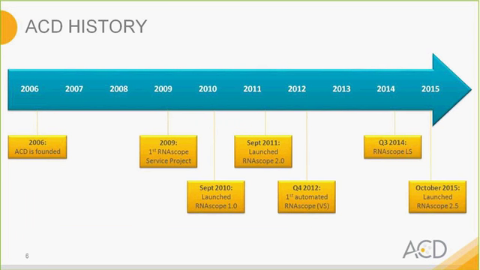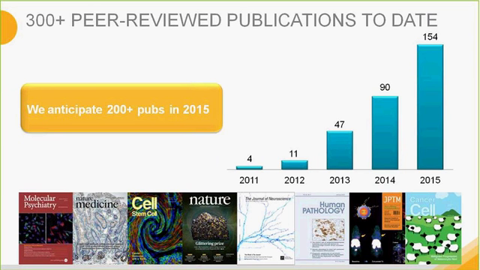So here we present a snapshot of ACD's history, where the company was founded in 2006. Through various product launches, we have continued to innovate based on customer feedback. We launched our first version of RNAscope in 2010. Adoption of our technology has grown through the years, and now as the company is expanding, we continue to listen to our customers and have just recently launched RNAscope 2.5.